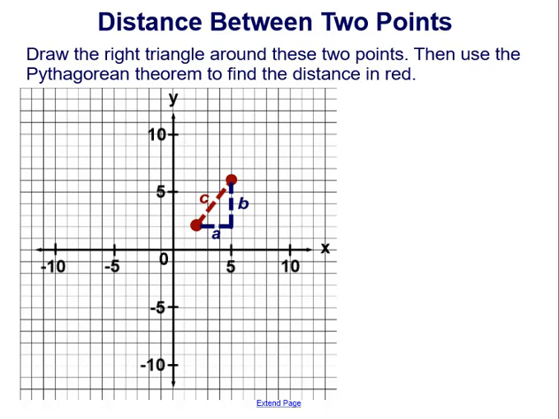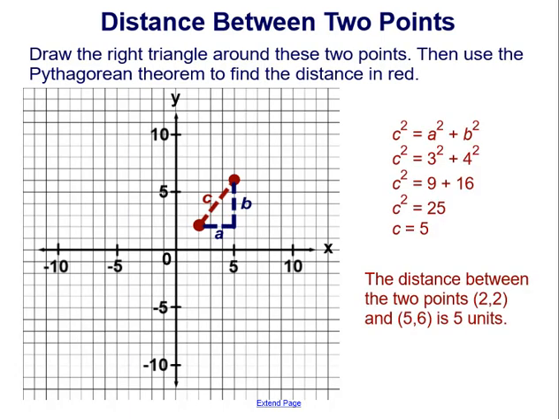We can take those 2 points that are given and we can draw the right triangle around these 2 points. We can go horizontally and vertically from the 2 points and have them meet at a third point. We can then use the Pythagorean theorem to find this distance in red because now this is the hypotenuse of this right triangle that is created.